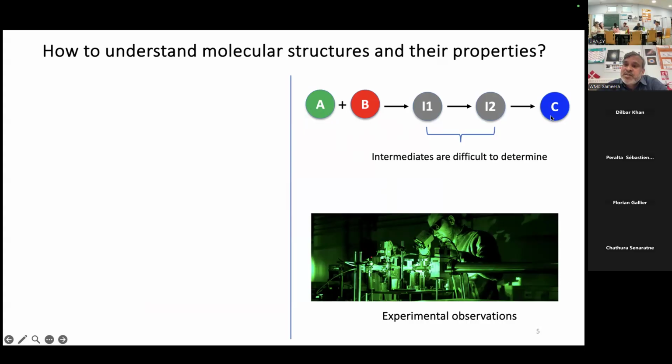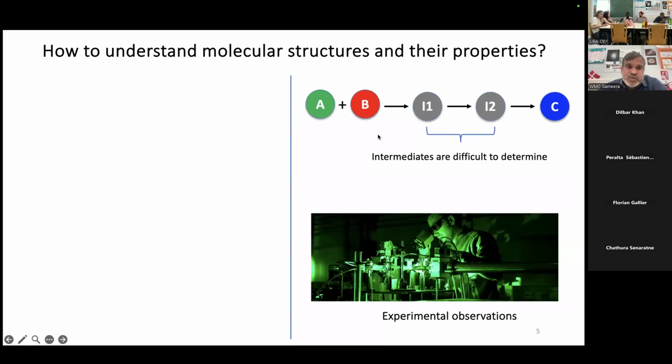The product you can characterize using spectroscopy methods, which is nice. We know what the product is. But the intermediate situations are very difficult to characterize from experiments because the chemical reactions, for instance, are very fast, on the femtosecond scale, and the intermediates are very difficult to isolate, and the concentration of the intermediates may be very low because their lifetime is very short as well. So it's not very easy to see what's happening in between the starting reactants and the product.